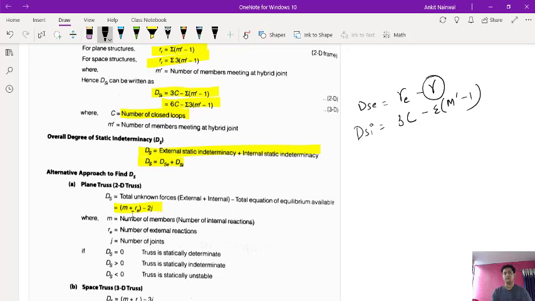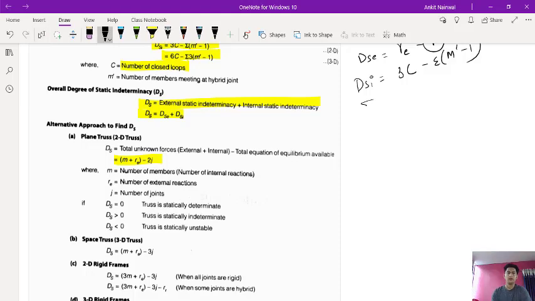This is the formula for the case of rigid frames. Now for calculating the degree of static indeterminacy for a 2D truss, the formula will be ds equal to dse external plus the internal. In case of truss, as you remember, for dse the external was r, the external reactions, minus the equations of equilibrium.